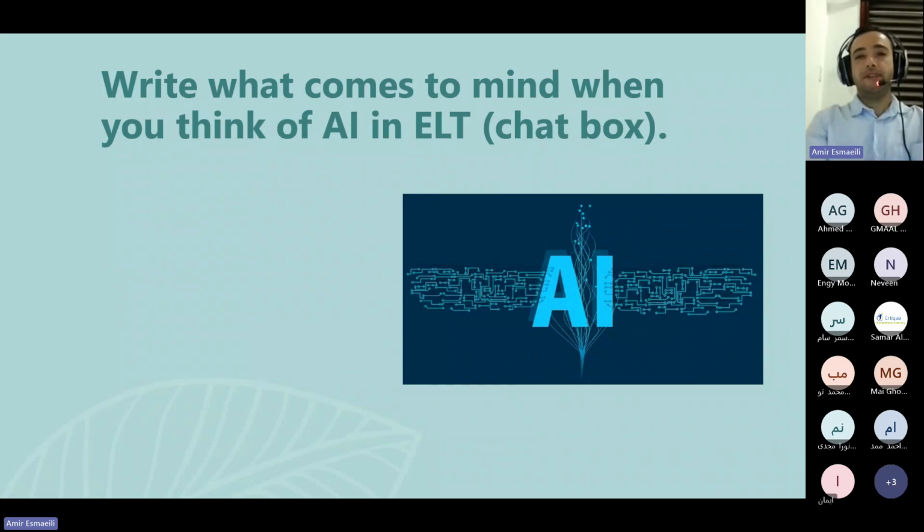Please feel free to either open your microphone or write in the chat box anything that springs to mind when you think about artificial intelligence. You don't have to think hard. Just open your microphone. What is the first word that comes to mind when you think about artificial intelligence? Either shout it out or type in the chat box.